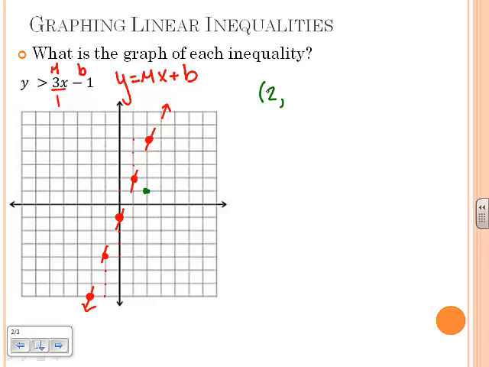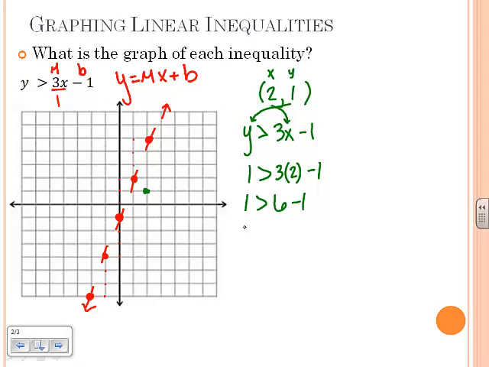So we take the point 2, 1, where 2 represents x and 1 represents y. And we're going to plug it into our original inequality. y is greater than 3x minus 1. So 2 goes in for x and 1 goes in for y. So now it becomes 1 is greater than 3 times 2 minus 1. So this gives me 1 is greater than 6 minus 1, which gives me 1 is greater than 5.